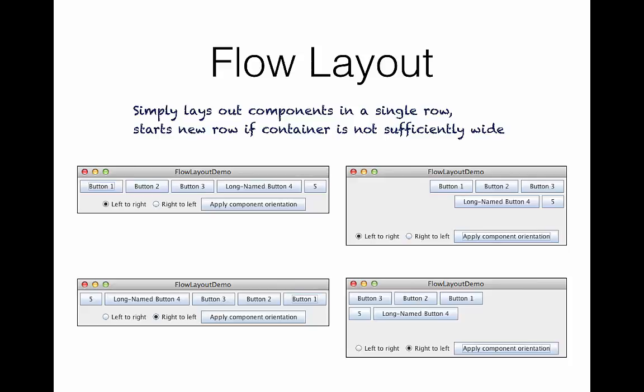Flow layout lays out components in a single row, and it will start a new row if the container is not wide enough for all the components. The components may be left justified or right justified when the wrapping occurs, depending on what the programmer chooses.